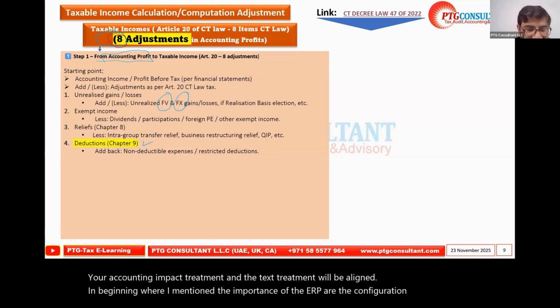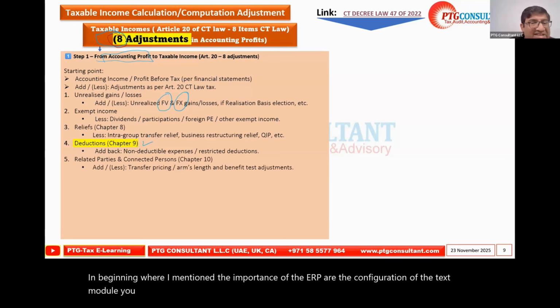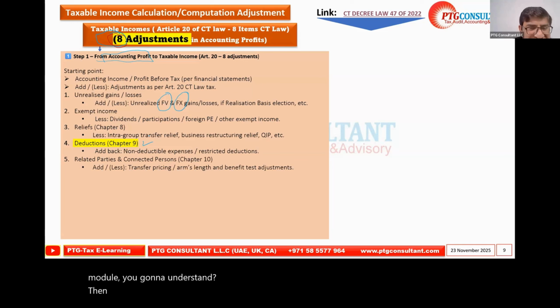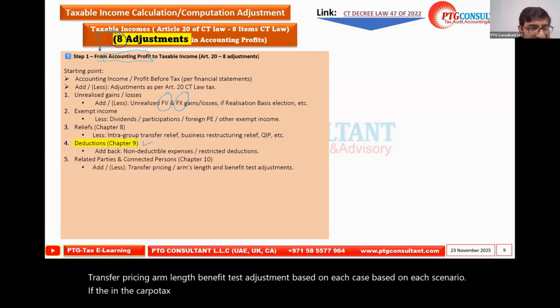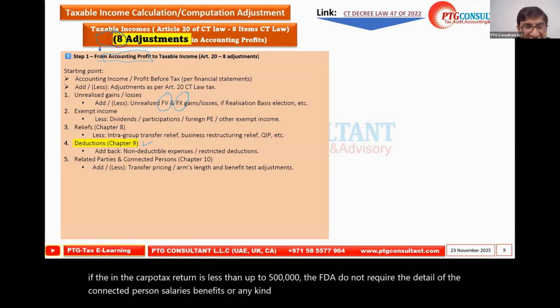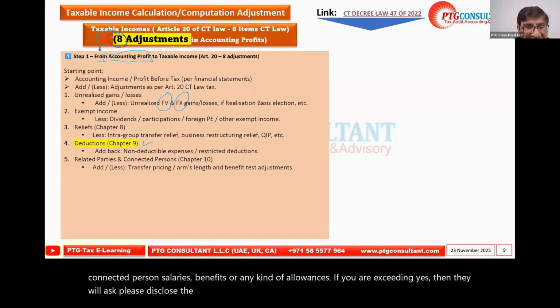You're going to understand the related party and connected person, transfer pricing, arm's length, benefit test adjustment, based on each case and each scenario. If the amount in the corporate tax return is up to 500,000, the FTA does not require the details of the connected person's salaries, benefits, or any kind of allowances. If you are exceeding, then they will ask you to disclose the connected person who is getting the benefit and exceeding 500,000.